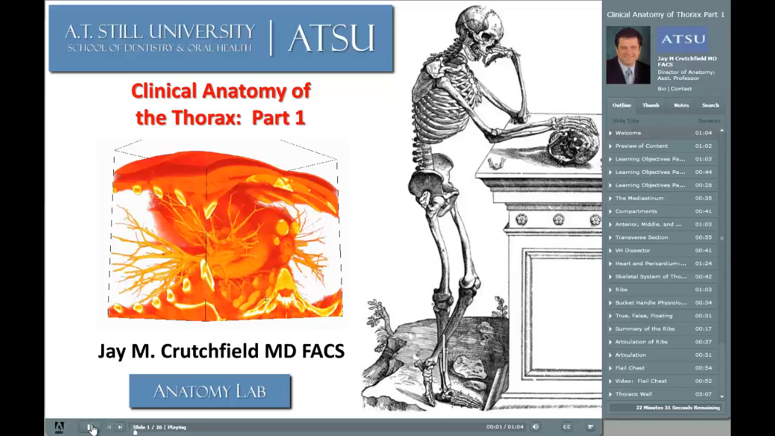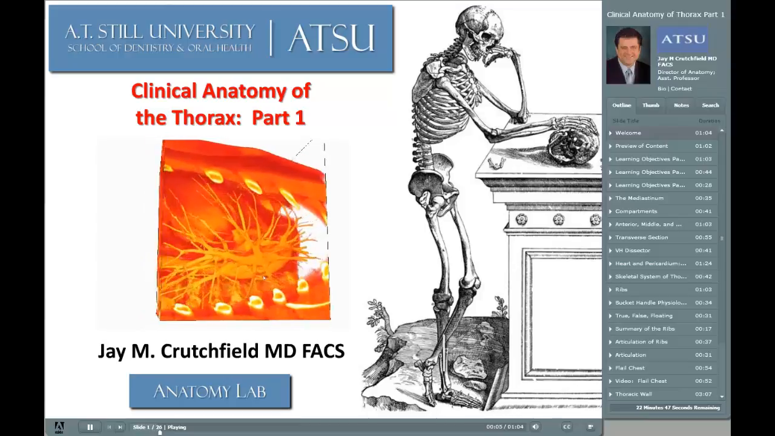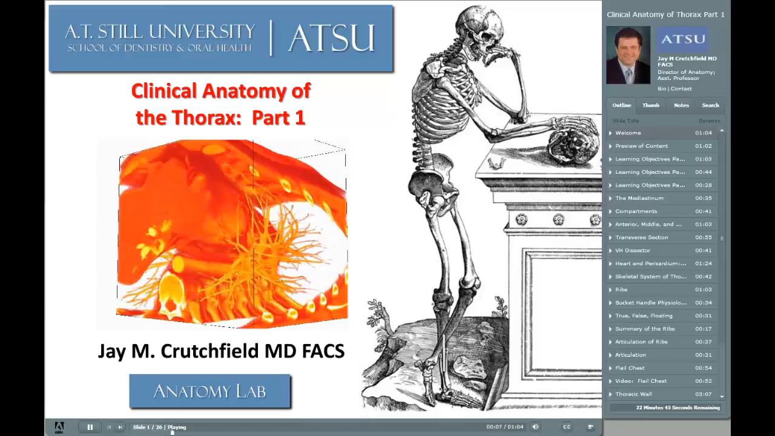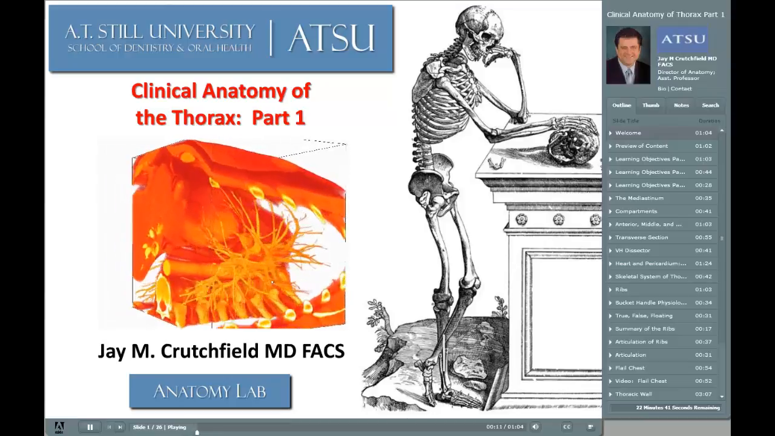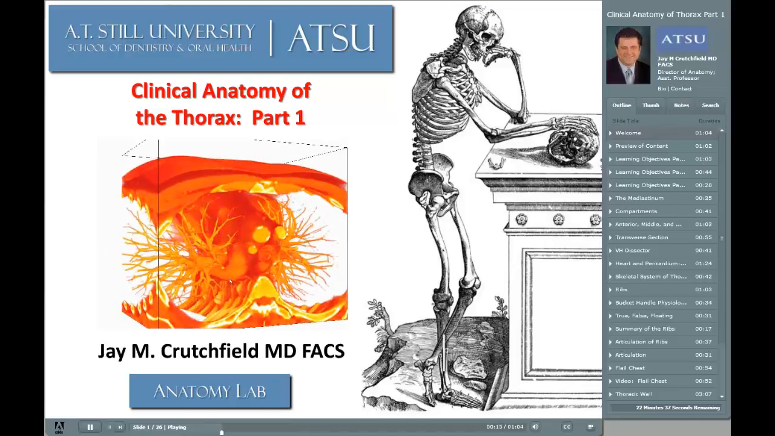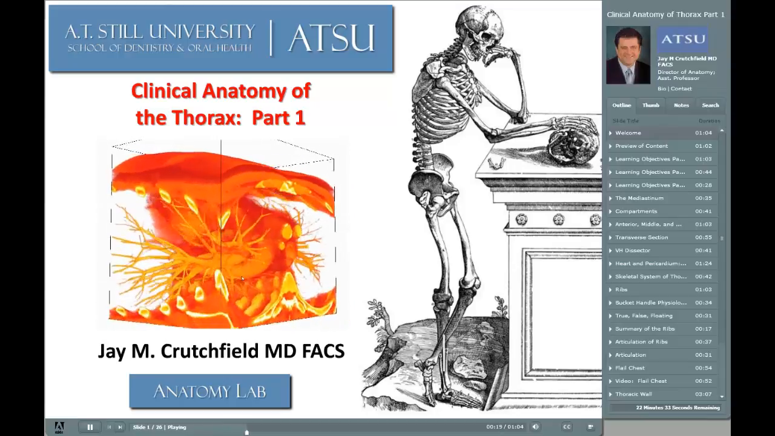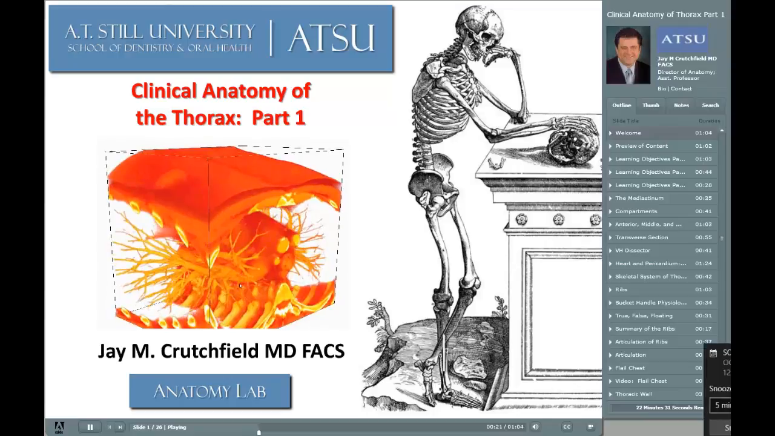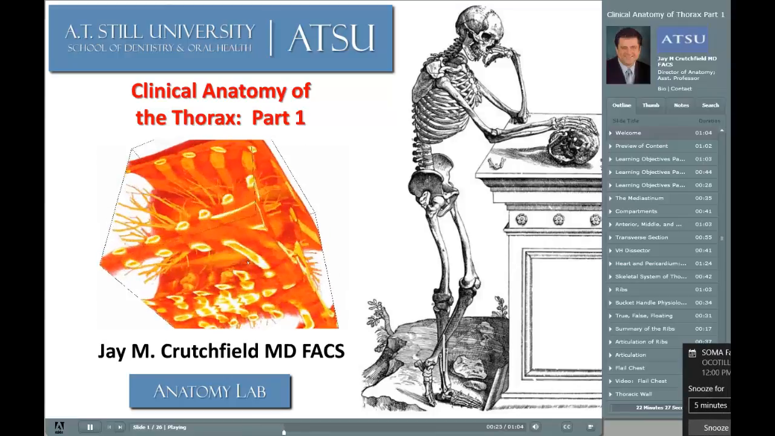Every physician assistant, physician, or dentist should become familiar with the anatomy of the thorax. In this presentation, we will include significant clinical correlations of the anatomy of the thorax, mediastinum, the heart, and lungs. The presentation is comprised of about 5 parts and should be watched over about an hour per session.